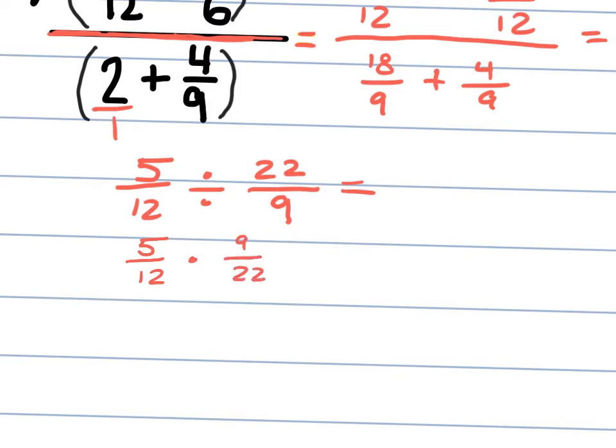Now, if you can cross cancel, you might as well do so because it's going to make your numbers smaller. Like I noticed that 9 and 12 share a factor. What factor do they share? 3 goes into 9 3 times. 3 goes into 12 4 times. So right across the top, 3 times 5 is 15, and 4 times 22 is 88. 15/88.